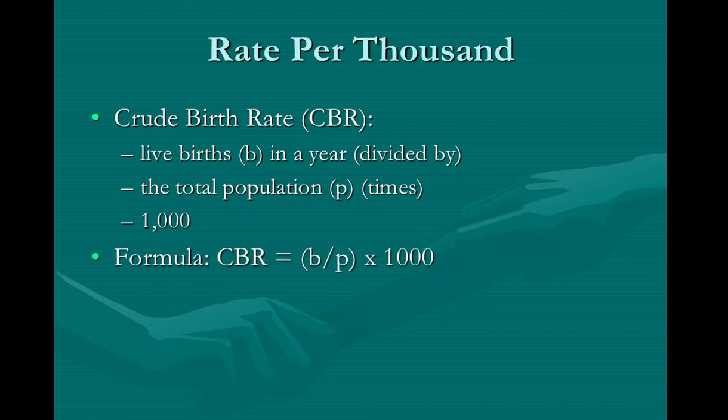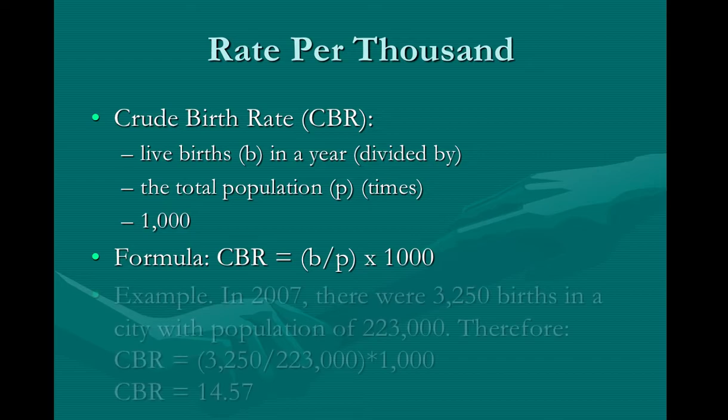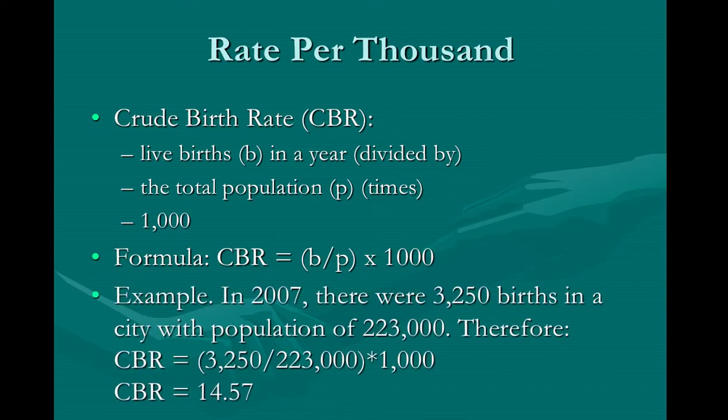You do need to make sure that you know this. For CBR, it is the number of births divided by the total population. You take that number and you multiply it by 1,000. Here's an example. In 2007, there were 3,250 births in a city with a population of 223,000. Therefore, you take 3,250, you divide it by 223,000, and then you multiply it by 1,000. You might want to try this out on your calculator just so you get a feel for it. When you get that, your CBR will be 14.57.